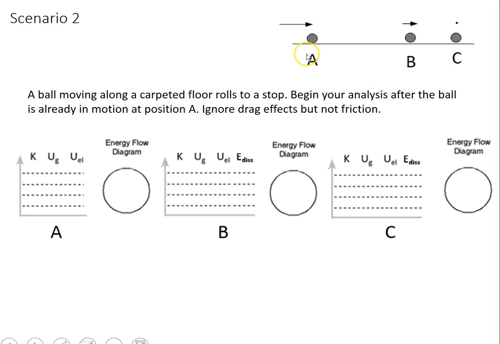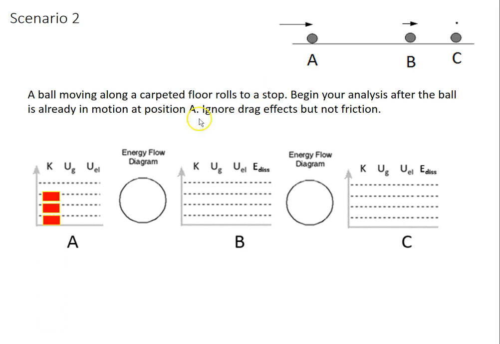What we see is that the ball is moving from A to B to C, and it slows down to a stop. We're supposed to begin our analysis after A is already moving, so we're not looking for anything that did work on A. It's already happened. Something in the past has already got the ball moving, and now we're just going to take it for what we see. We see a ball at A moving.